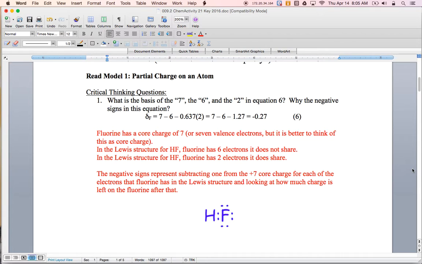The negative signs here are present because we're subtracting 1 from the positive 7 core charge for each electron that fluorine has in the Lewis structure, and then looking at how much charge is left on the fluorine after that. The other way you can look at the negative signs is that they're present because electrons have a negative charge.